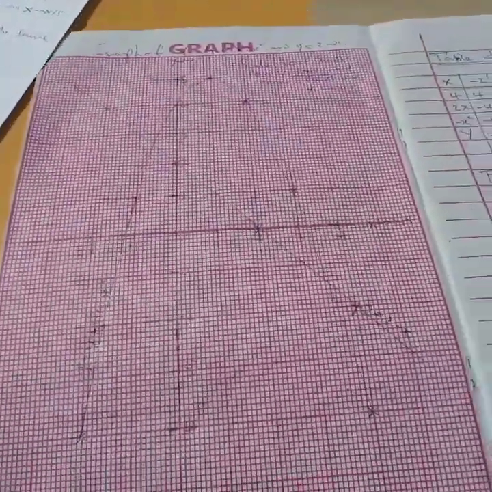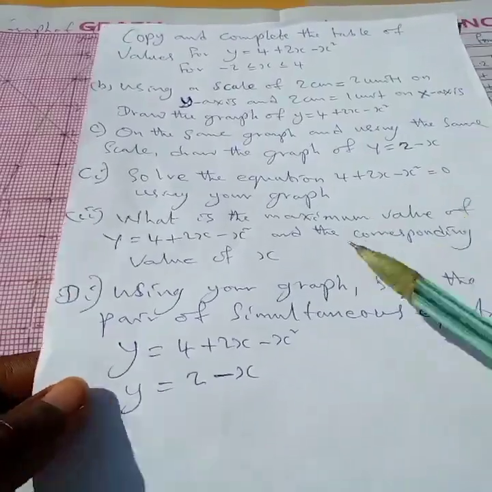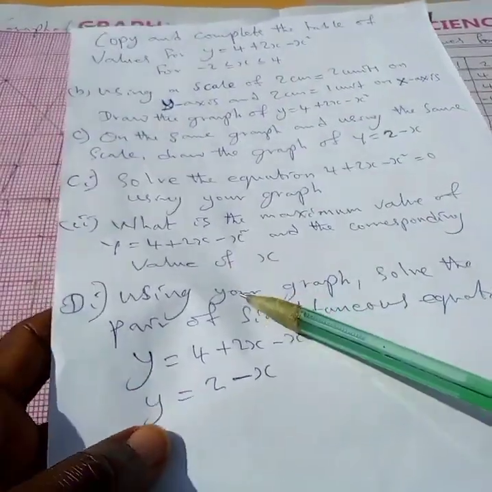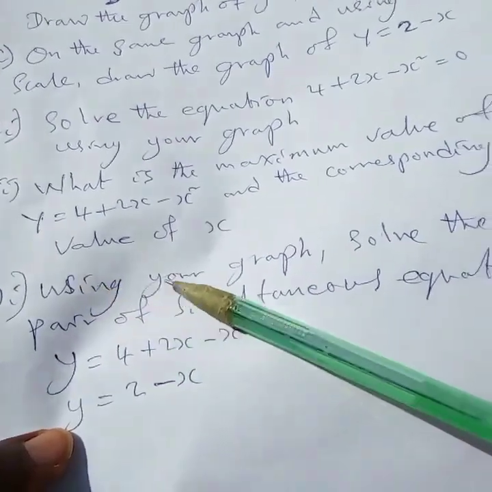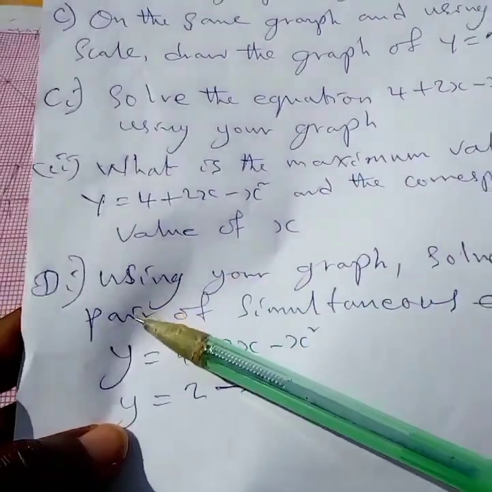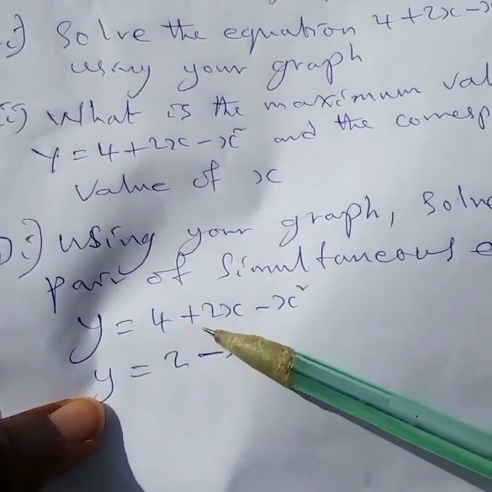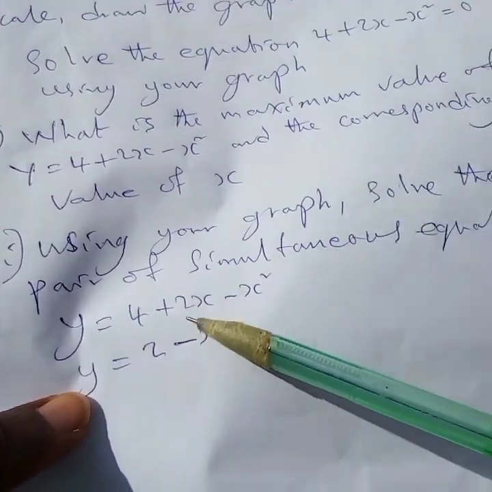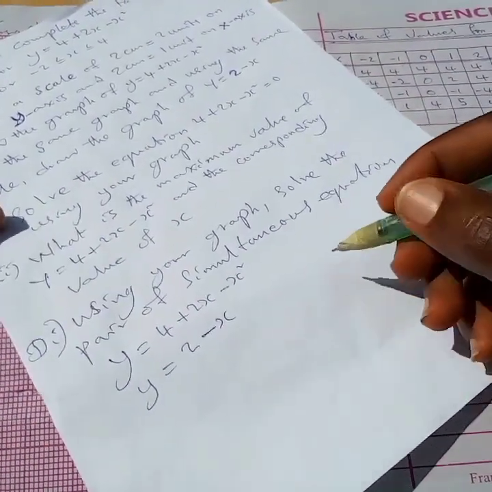Now what again do we have in the question? Finally, I hope I have not gone across 20 minutes in this discussion. Let me see. Using the graph, solve the pair of simultaneous equations. In the last discussion, I also explained the meaning of this. I have told us before, but let me say it again in case you're watching this video for the first time.